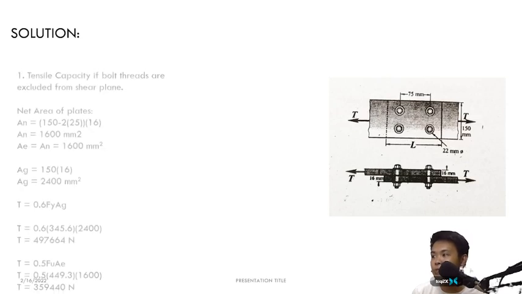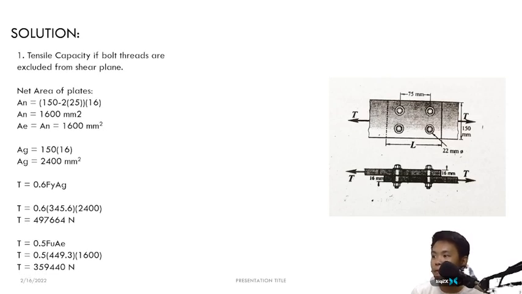So for the solution, for the tensile capacity if bolt threads are excluded from shear plane, unang-una, hahanapin natin yung net area. So from the given na 16 by 150, ang net area natin ay ito, 150 minus 2. Kasi kung mapapansin natin, kapag hinarap natin siya, tulad ng bolt, which is alam natin na yung part na to is a critical part or dito siya madalas mag-fail. So meron tayong dalawang bolts.